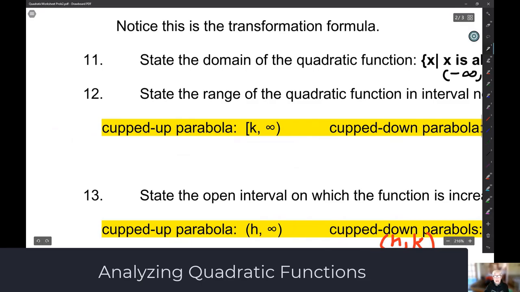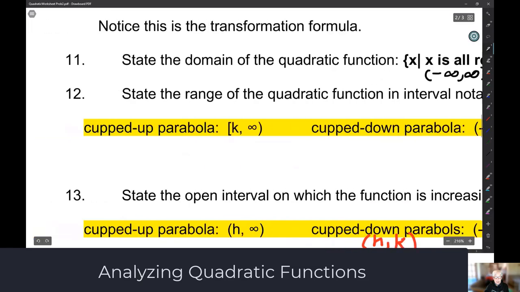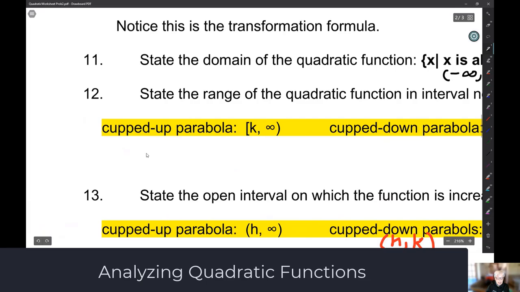Now 12, state the range of a cupped up parabola. Cupped up parabola. The range is going to go from k up forever to positive infinity. And our k is 115 over 28. So our range is going to be 115 over 28 with a bracket, comma, infinity.